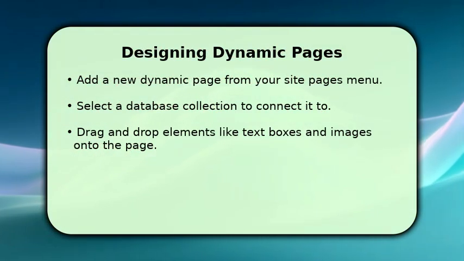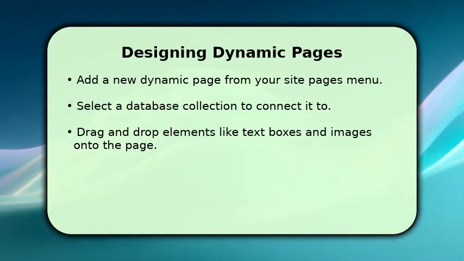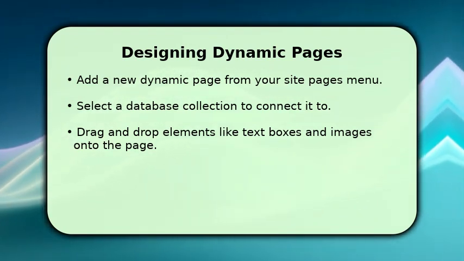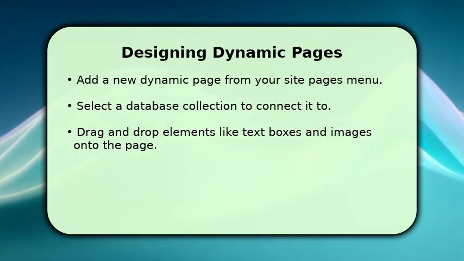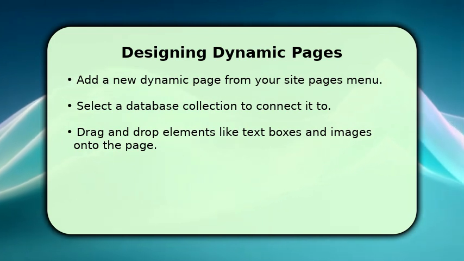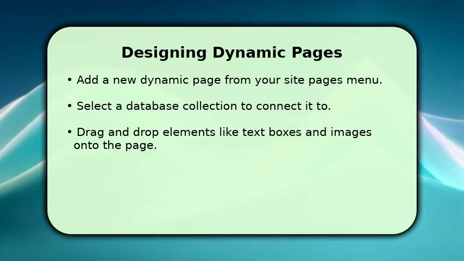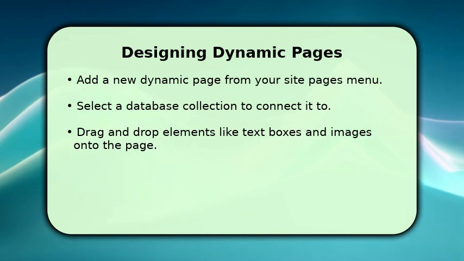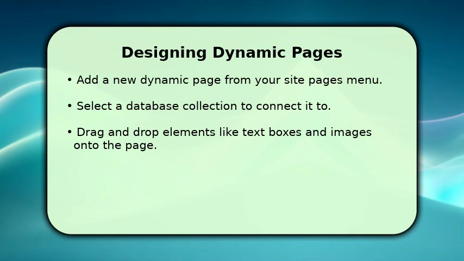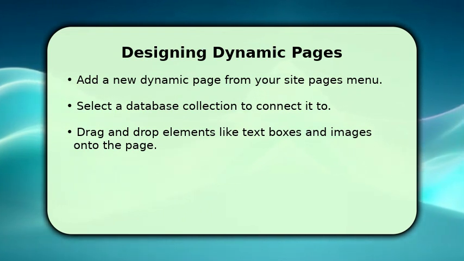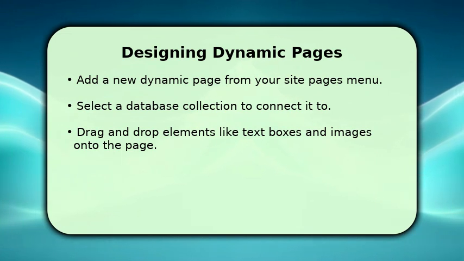Now let's design your dynamic page. From your site pages, add a new dynamic page and choose the database collection you just created. This page will serve as your template. Drag and drop various elements such as text boxes, images, and buttons onto the canvas. Then, connect each element to a corresponding field in your database using the Connect to Data panel. For example, connect a text box to your product name field.